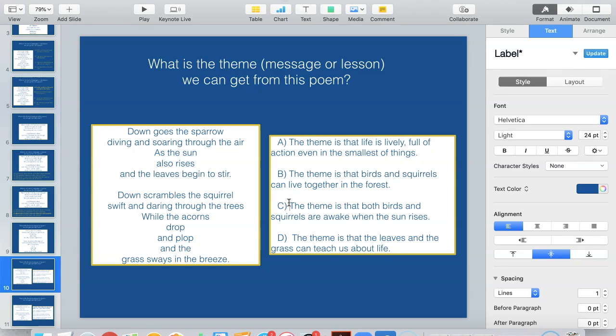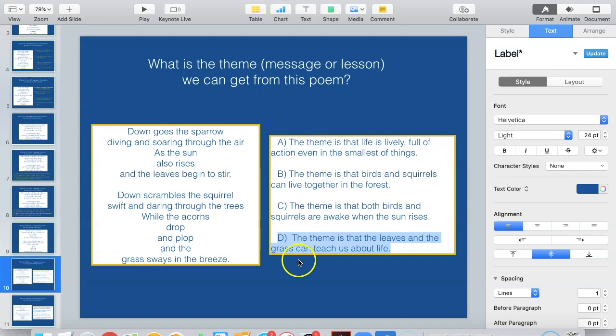Right now, A feels like the best, right? The theme is that both birds and squirrels are awake when the sun rises. I mean, that sounds like a topic, right? The topic of the poem is that the bird and the squirrel are awake and it's early morning time. Okay, that's a topic, but that's not a theme. If this one word was taken out and had topic in there, then if we were talking about what is the topic of the poem, okay, but we're not talking about the topic. We want to know what the theme is.